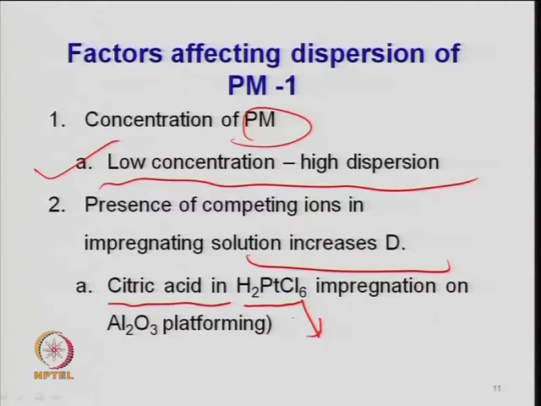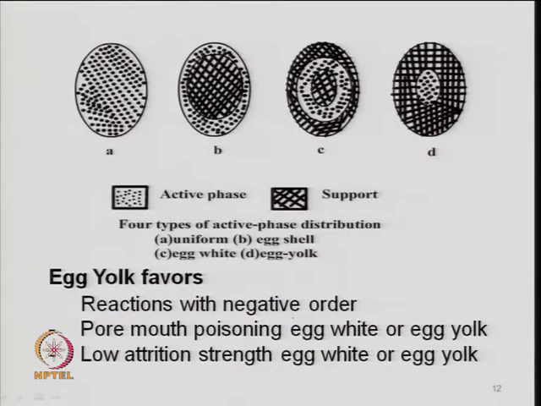And if you take a definite amount, it can give you the egg white also, or egg shell when you have a very dilute solution. Or if you do not take any, then everything will be deposited uniformly on the surface. So, this is very important: how to deposit this active metal in the presence of some third component, which may be called an active material, or which can enhance the dispersion of the metal.